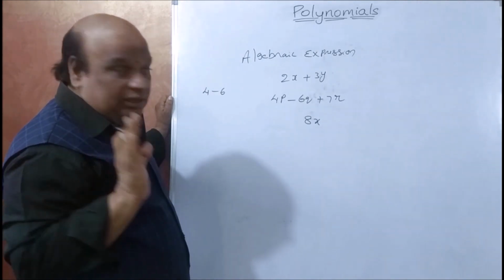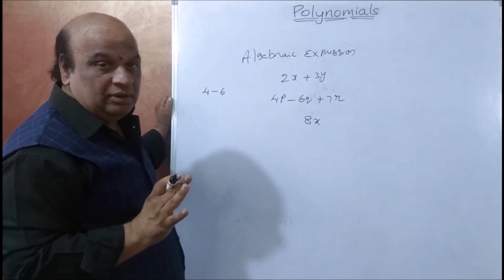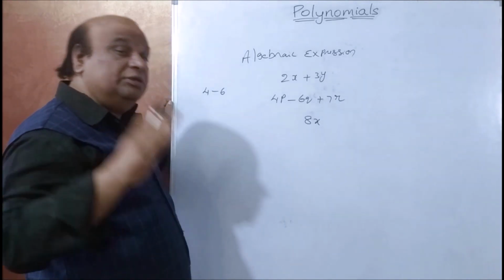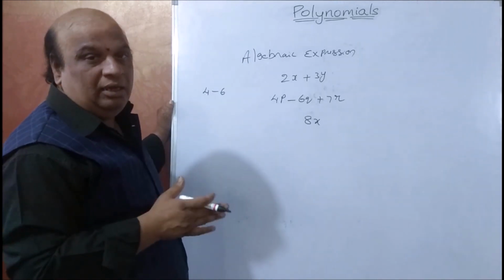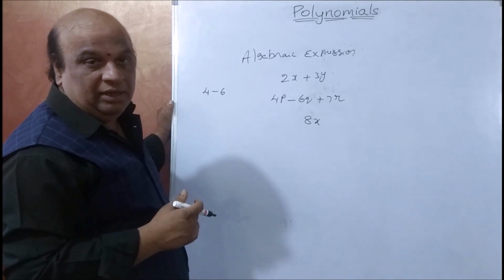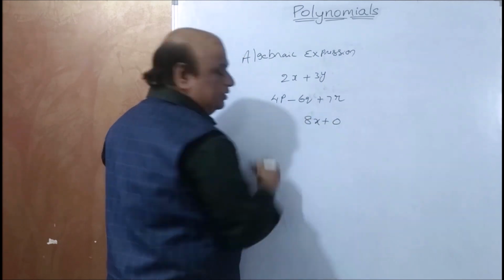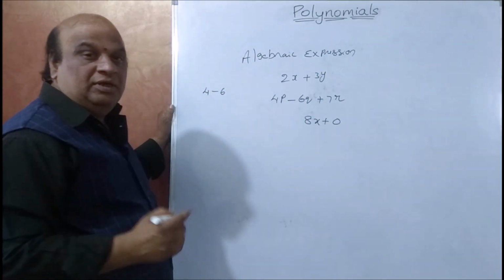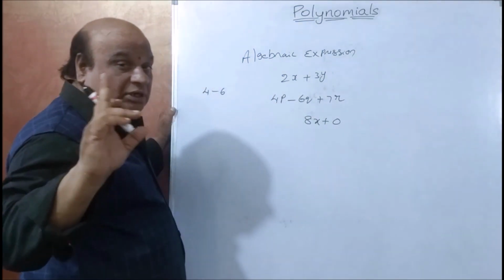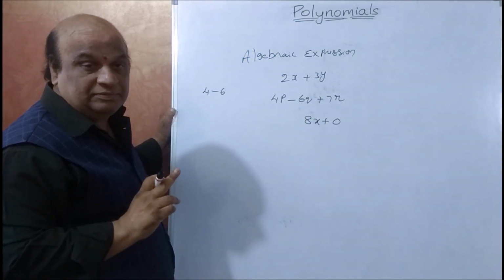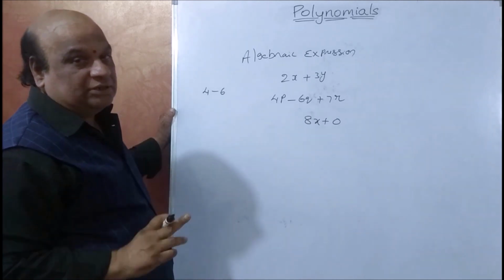8x, is it an algebraic term or an algebraic expression? It is an algebraic term and an algebraic expression also. How? We are not adding any more algebraic terms here. Actually, you take it as plus 0. 0 is a constant. Every constant is an algebraic term. Remember this. Every constant is an algebraic term.